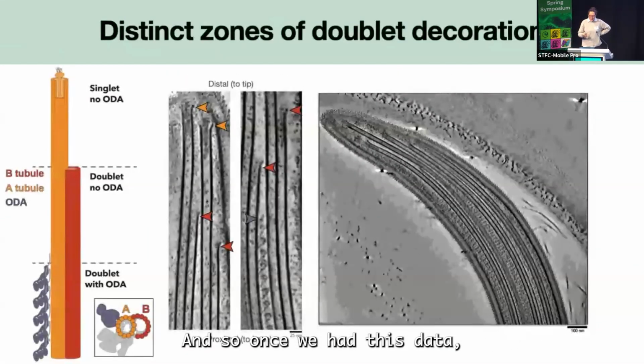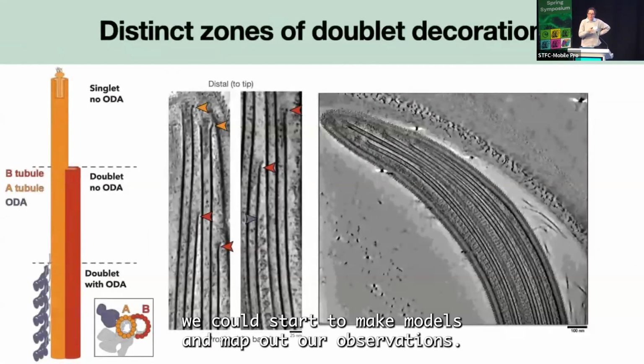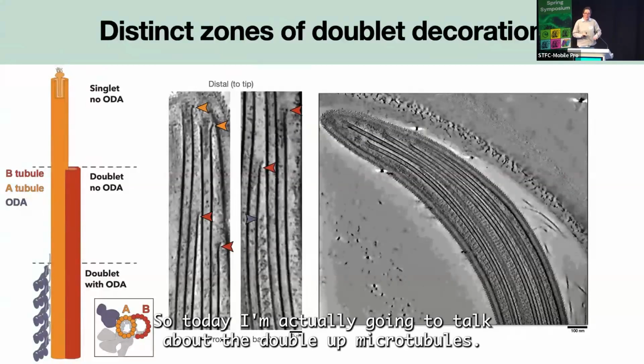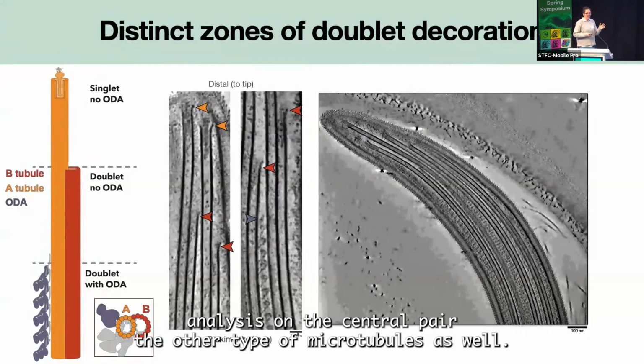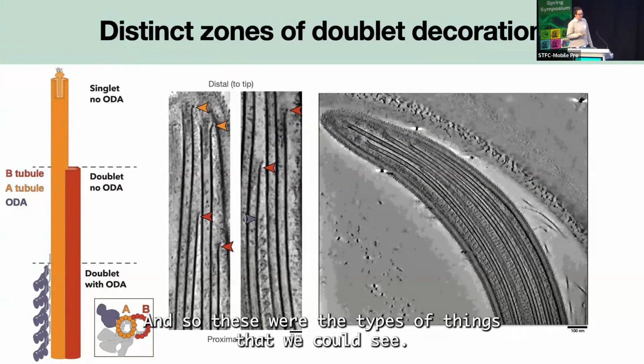And so once we had this data, we could start to make models and map out our observations. Today I'm actually just going to talk about the doublet microtubules, but we did do a lot of analysis on the central pair, the other type of microtubules, as well. And so these were the types of things that we could see.